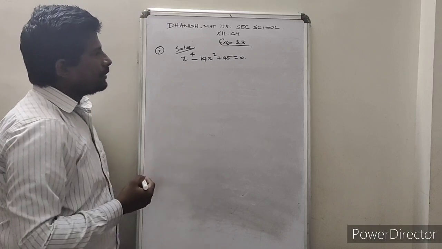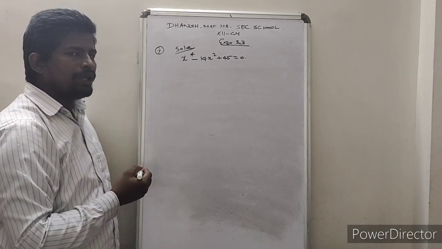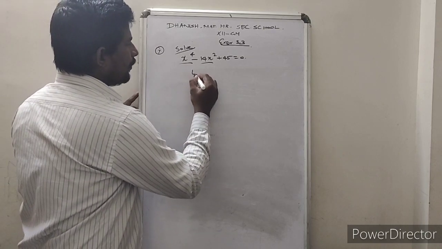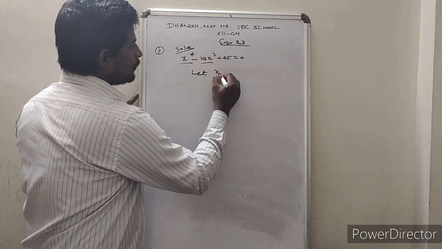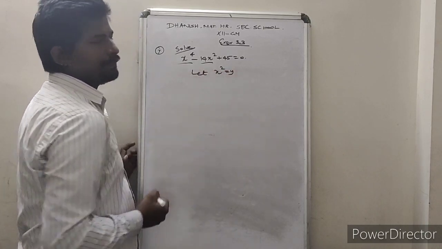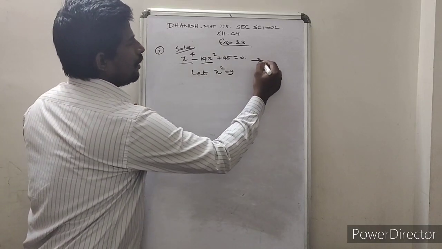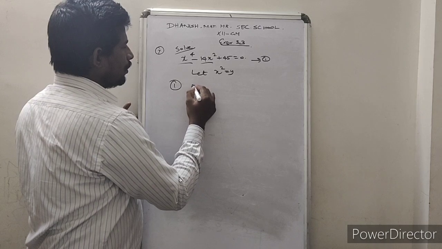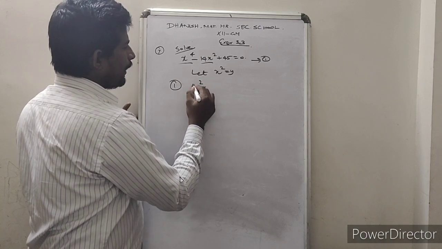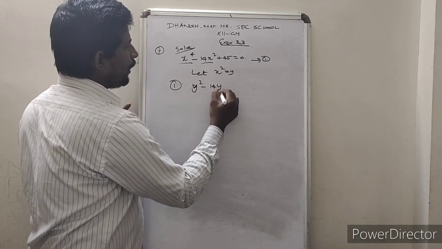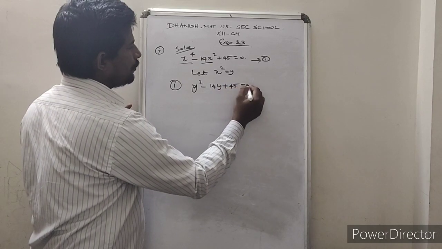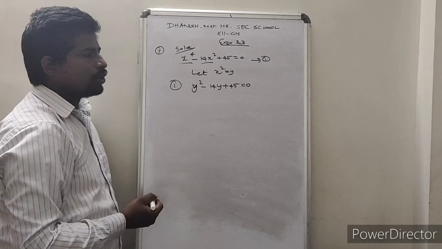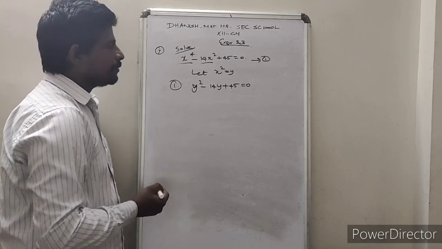Okay, look at the equation. Here we have x square as the common factor in the first two terms, so I am going to take x square as y. Then the equation becomes y square minus 14y plus 45 equal to 0. This is a quadratic equation, so we can solve this by the splitting the middle term concept.